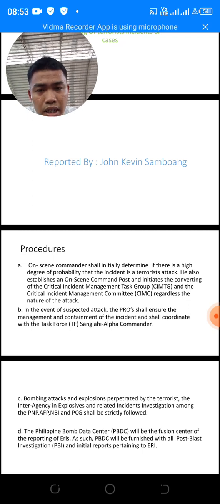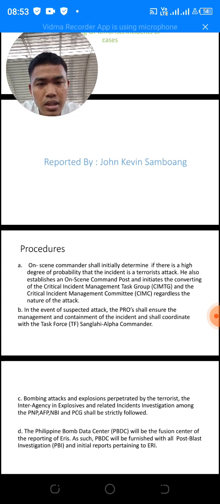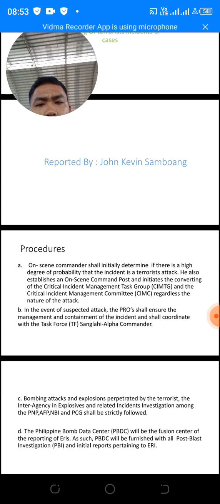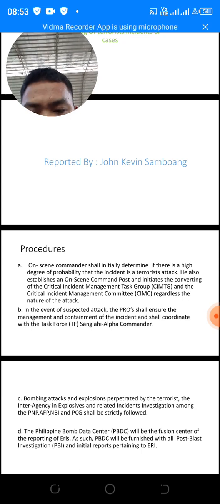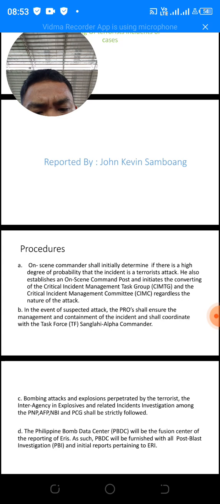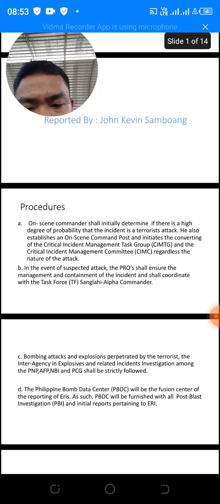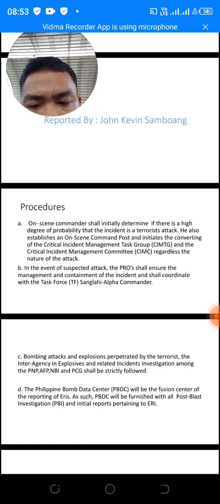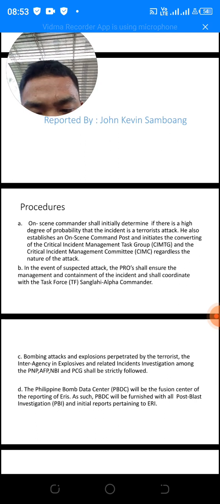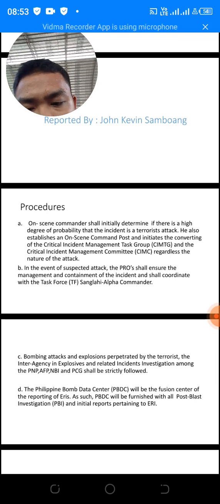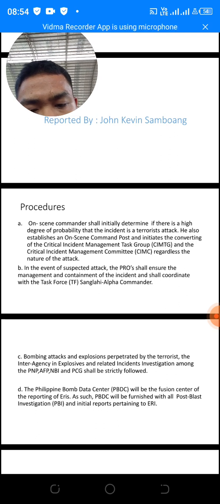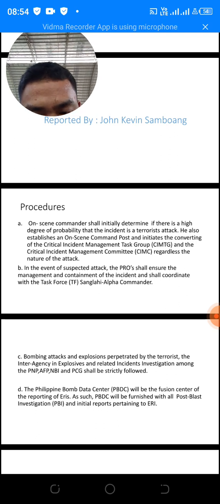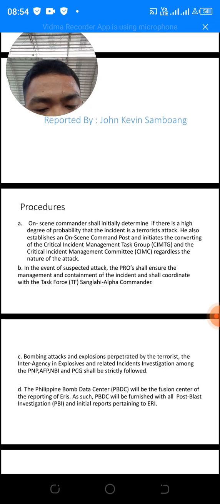In the event of a suspected attack, the PROs shall ensure the management and containment of the incident and shall coordinate with the task force, Sanglahi Alpha Commander. Bombing attacks and explosions are perpetrated by terrorists. The interagency protocol in explosive and related incident investigation among the PNP, AFP, NBI, and PCG shall be strictly followed. The Philippine Bomb Data Center will be the fusion center of the reporting of areas. As such, PBDC will be furnished with all post-blast investigation and initial reports pertaining to EROs.